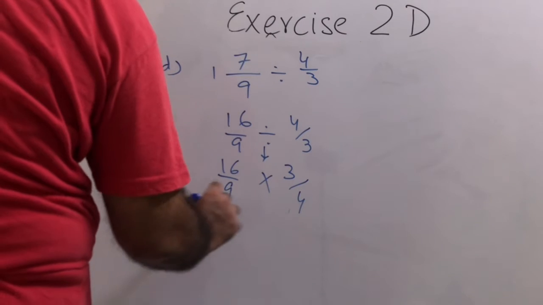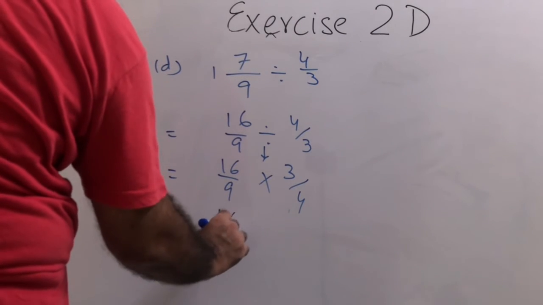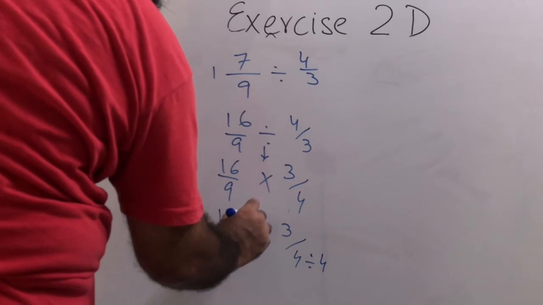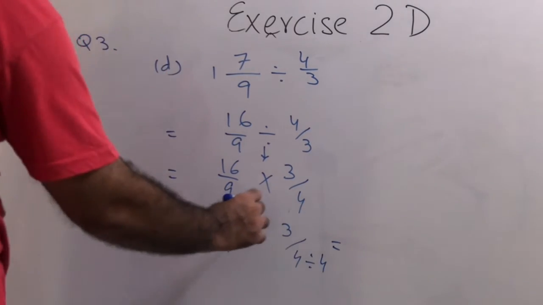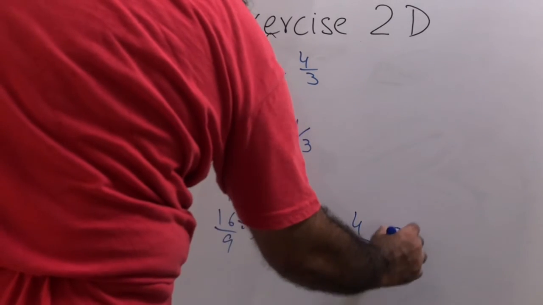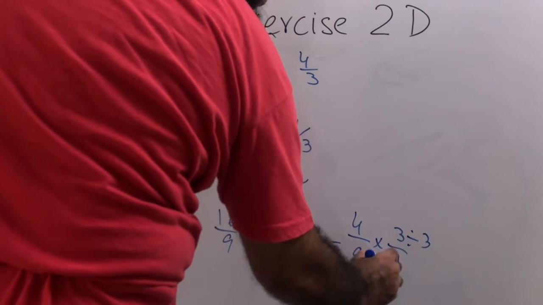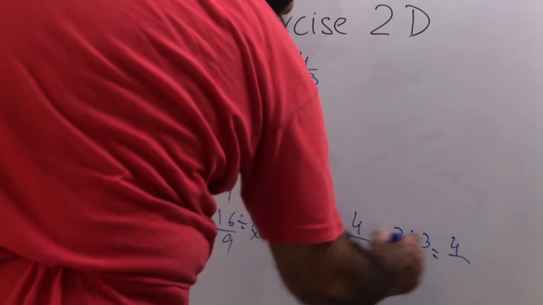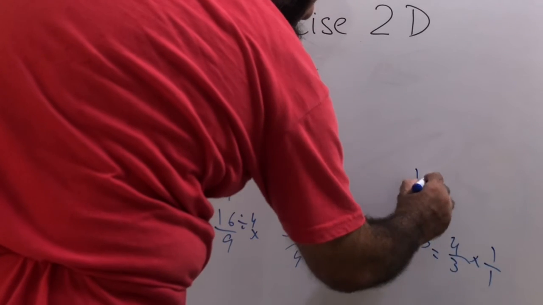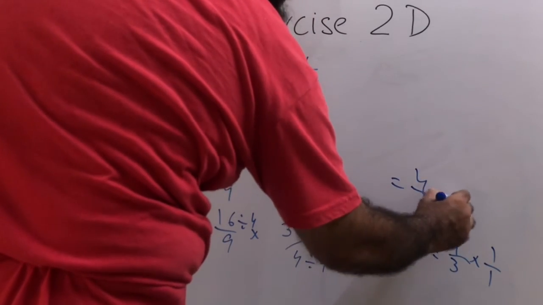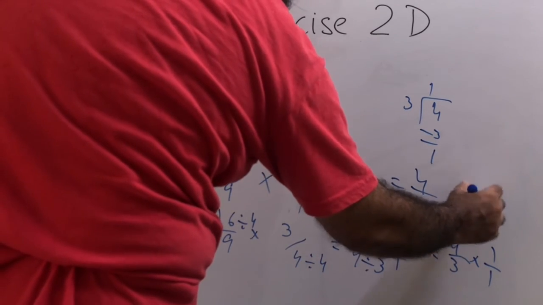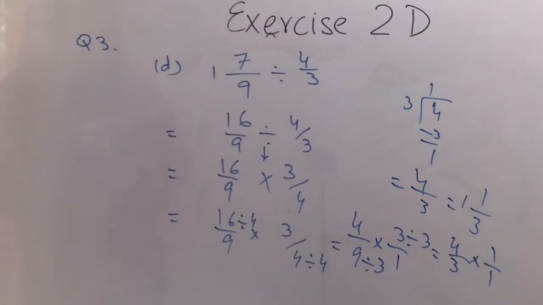Then the third step is that now we will simplify. We will simplify this divided by 4, this divided by 4. 16 divided by 4 is 4 over 9 into 3. 4 by 4 is 1. Then simplify this. 9 divided by 3 is 3, and 3 divided by 3 is 1 over 1. 4 into 1 is 4, 3 into 1 is 3. So we will divide: 3 ones are 3, 1 left, so it becomes 1 whole number 1 over 3. This is the answer for part D.